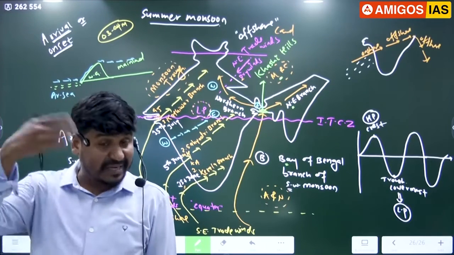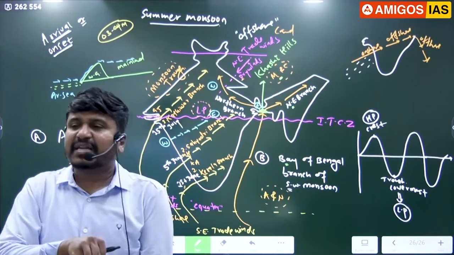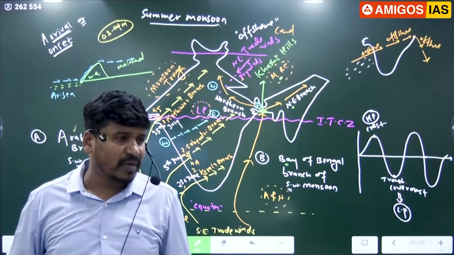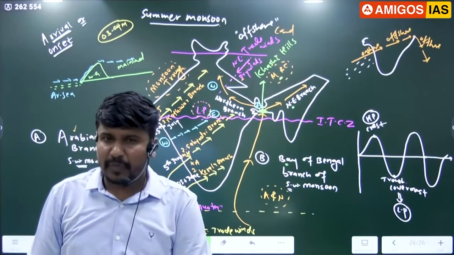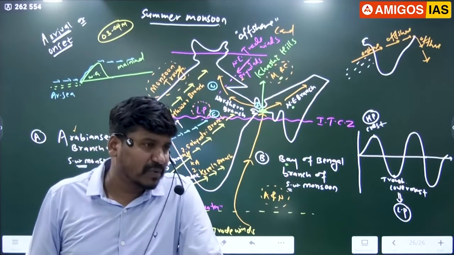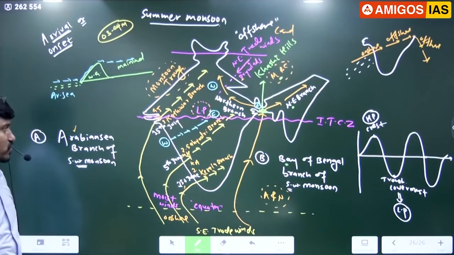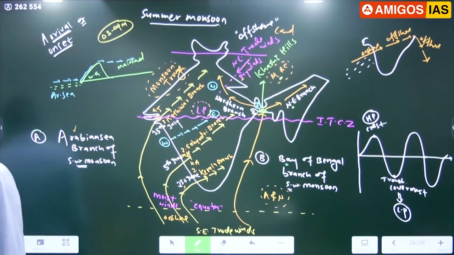And what that indicates, if there is a low pressure area, then definitely the winds will come from high pressure areas, and they bring the moisture and cause the rainfall, right? When the low pressure area develops, that indicates the arrival of the Indian monsoon, right? Very important point: the monsoon trough indicates the arrival of the Indian monsoon. Full stop.